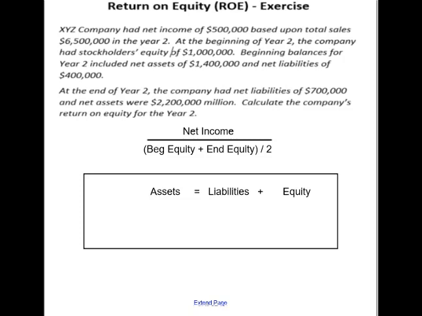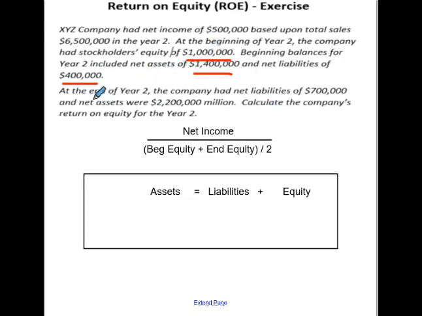XYZ had a net income of $500,000 based upon total sales of $6.5 million in year number 2. At the beginning of year number 2, the company had stockholders' equity of $1 million. So that's how much equity the company had. Beginning balances for year 2 included net assets of $1,400,000 and net liabilities of $400,000. So that represents beginning of the year information.